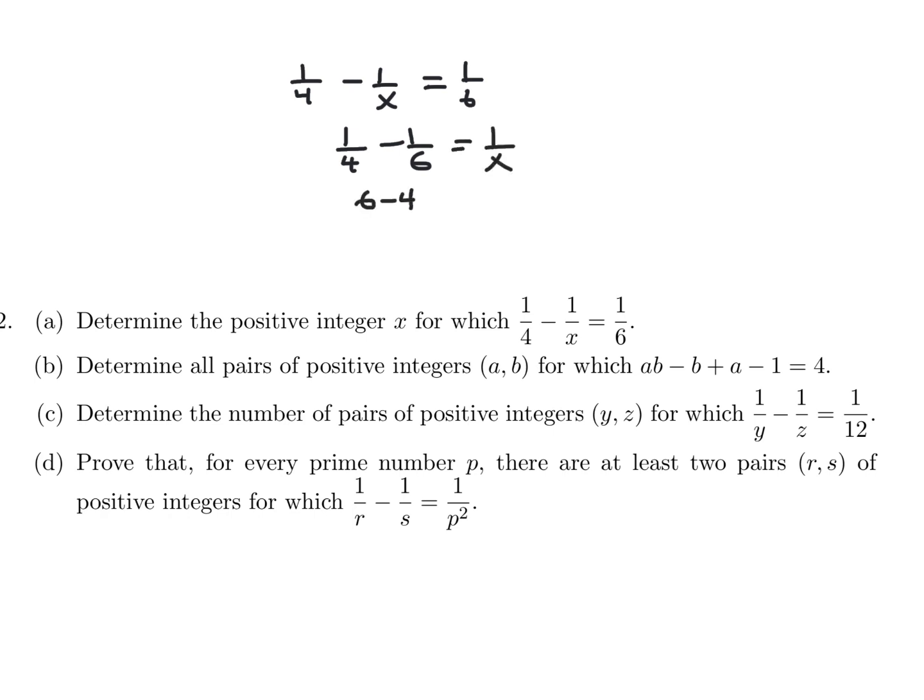So it'll be (6 minus 4) over 24 equals 1 over x. And that looks like 2 over 24 is 1 over x. So that's 1 over 12. And therefore, x is 12.